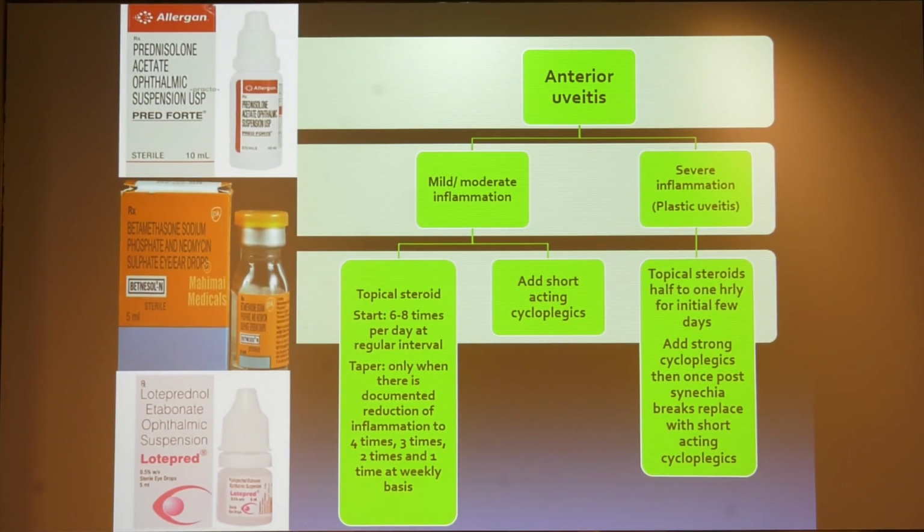Now, for treatment purpose, prednisolone, betamethasone, loteprednol is good when you are anticipating glaucoma in this patient or ocular hypertension. Remember, prednisolone acetate is a suspension form, and the most important thing, you have to shake the bottle. Always shake the bottle before use because it is in suspension.